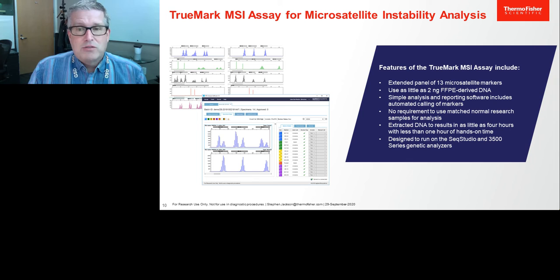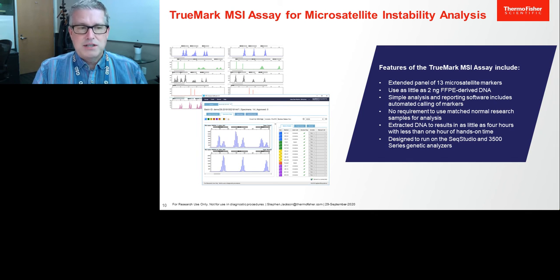One particular aspect of the software is that we don't require a matched normal sample for the analysis. We make use of an extensive database of normal samples to come up with the normal samples that our software uses. Now, in this case, we did have normal samples that we were able to compare to and make the microsatellite calls, and we did that for these experiments. Overall, you can extract DNA and get an answer in as little as 4 hours with less than 1 hour hands-on time, and this runs on the SeqStudio and other 3500 genetic analyzers. So it's a CE-based microsatellite instability assay.